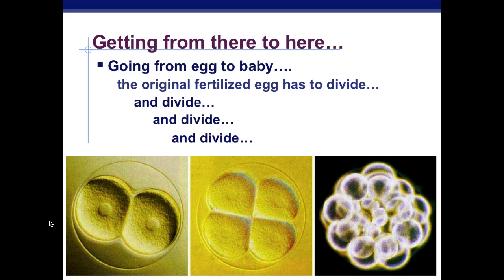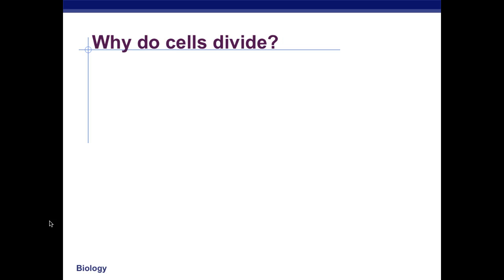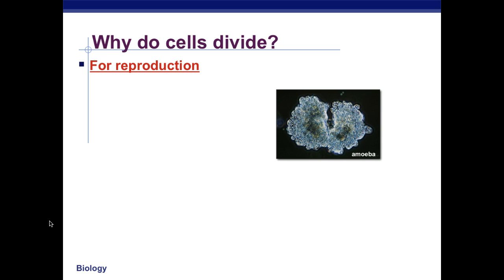So you start as an ovary in your mom, and when it's fertilized by a sperm, it starts the rapid cell division, which will eventually lead to a baby and ultimately to you, a human. So what is the purpose of cell division? For reproduction, for growth, repair and renewal, and to limit cell size.